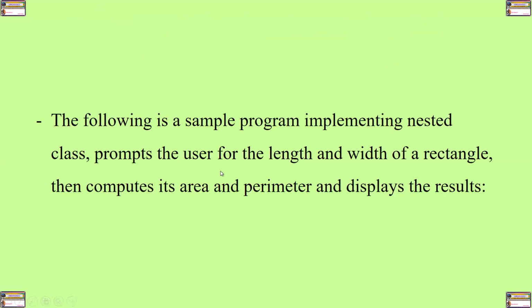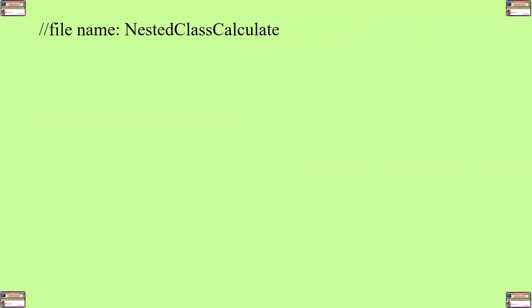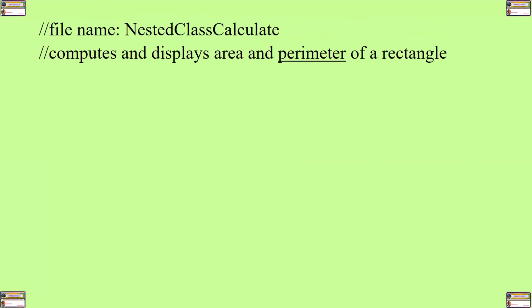The following is a sample program implementing a nested class that prompts the user to enter the length and width of a rectangle, then it computes its area and the perimeter and displays the results on the screen. The name of the file is nested class calculate, which we can call the name of our project. It computes and displays area and perimeter of a rectangle.